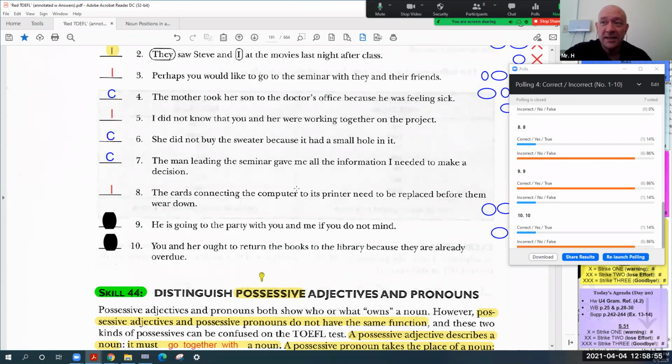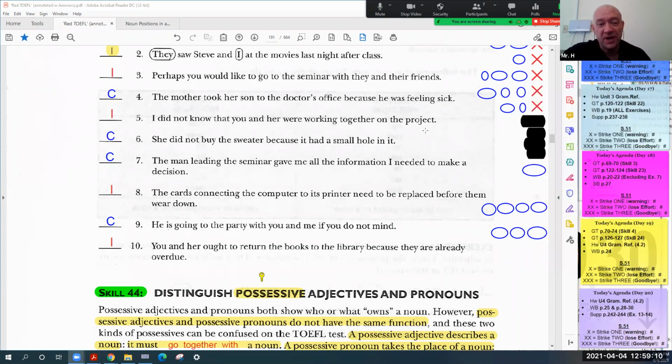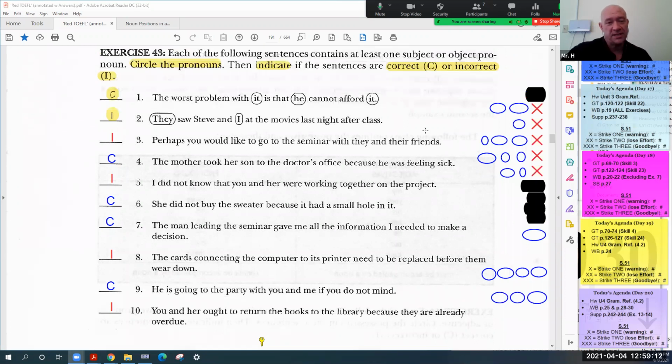Number nine, okay. Most of you said it's correct. Let's see, good. And 10, also, most of you said incorrect. Well done, gentlemen. So most of you did very well on this exercise.